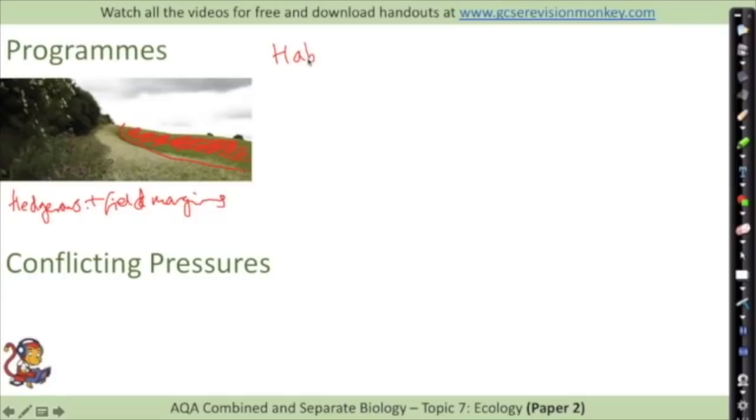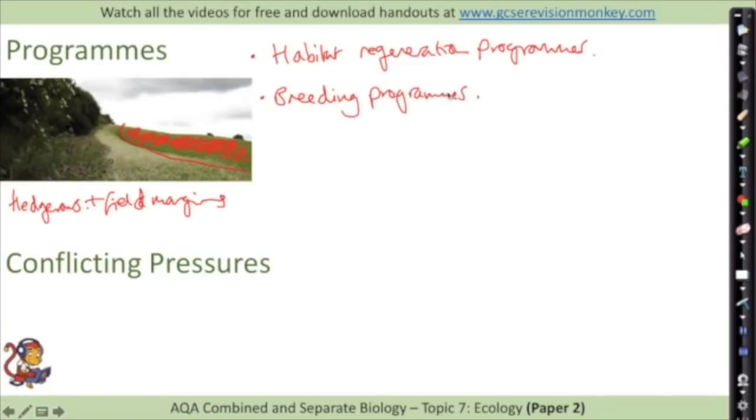Linking into this, there are the major habitat regeneration programs. So, for example, money might be invested into regenerating wetlands or regenerating ancient woodlands. There are breeding programs that are linked into zoos and specialist breeding centres to try and increase and release the number of rare species in the world. So, for example, if you wanted to reintroduce water voles in particular areas, there are organisations involved in breeding those water voles and making sure they have a successful release into the wild.